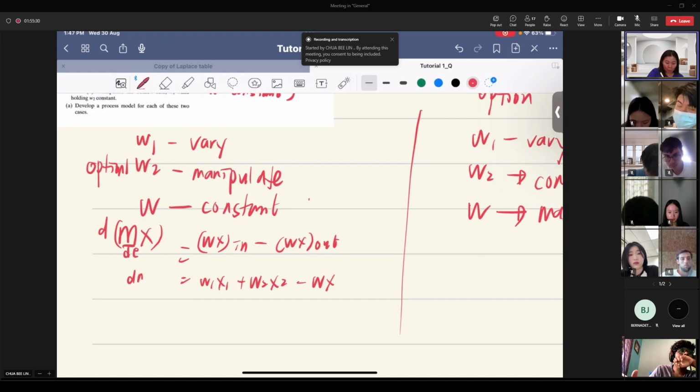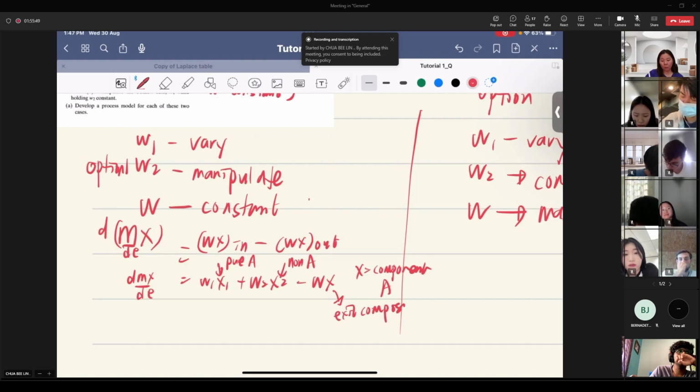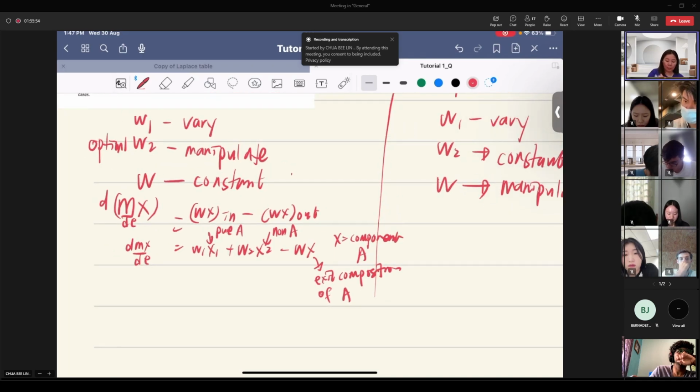So you have dmx over dt. The x here all stand for the component A. So x1 is pure A, x2 is non-A. This one is the exit composition of A. And remember to utilize the mass balance as well. Okay, like this one, we don't need the mass balance because we can use composition balance.